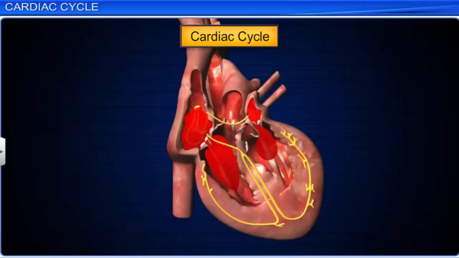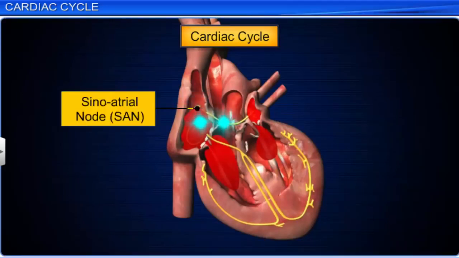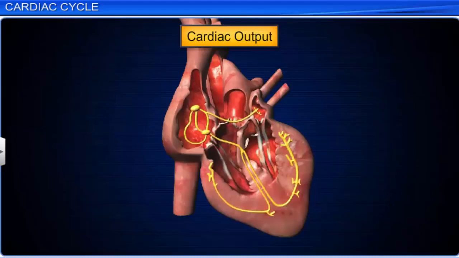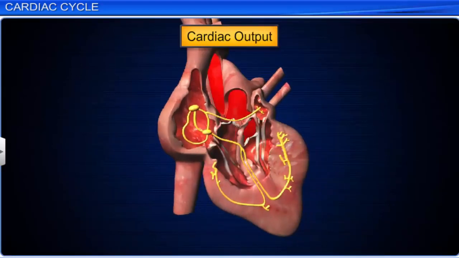Now, the four chambers are once again in a relaxed state or joint diastole. This sequence of events is repeated again as the SAN generates another action potential, resulting in the cardiac cycle. Cardiac output or efficiency of the heart is calculated using the volume of blood pumped by each ventricle per minute.